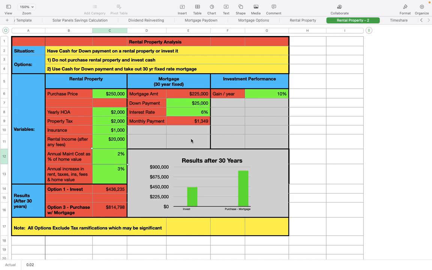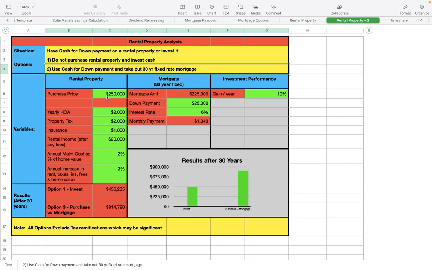So let's look at what I put together here in this model. It follows the same format as some of the other models that you may have seen in previous videos, but I'm assuming now that you have cash. You're deciding on whether or not to buy a rental property. So basically you have two options here. You can invest that cash, or you can use the cash for a down payment, take out a 30-year fixed rate mortgage to buy the rental property.